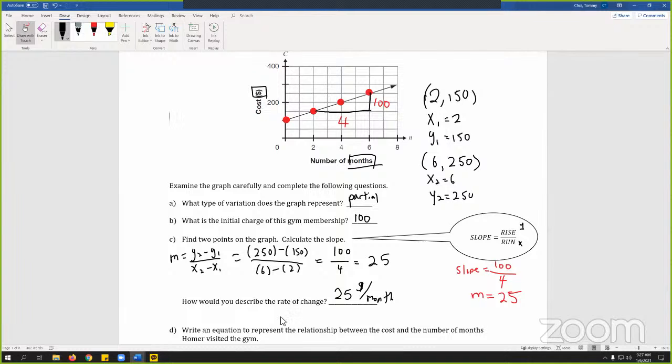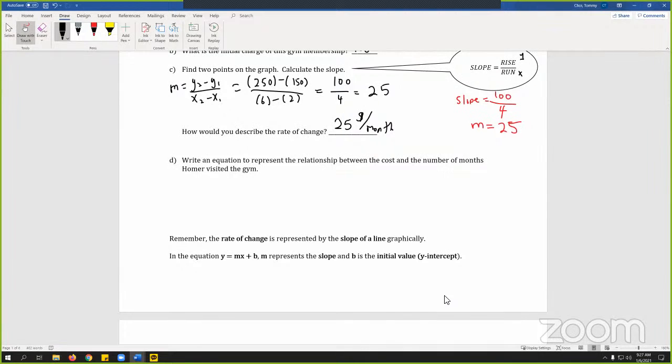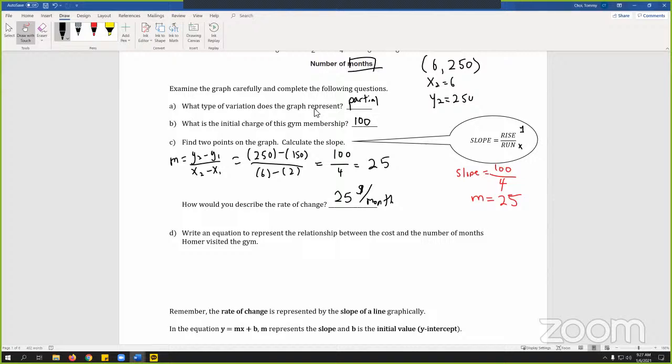Okay. So continuing on here, write an equation to represent the relationship between the cost and the number of months Homer visited the gym. So we already said in question A, okay, this is important, it's partial. And for partial equations, we know that the equation is of the form mx plus b. So now let's fill in the blank. We know what m is. We know what the slope is. So we can immediately already write out y equals 25x.